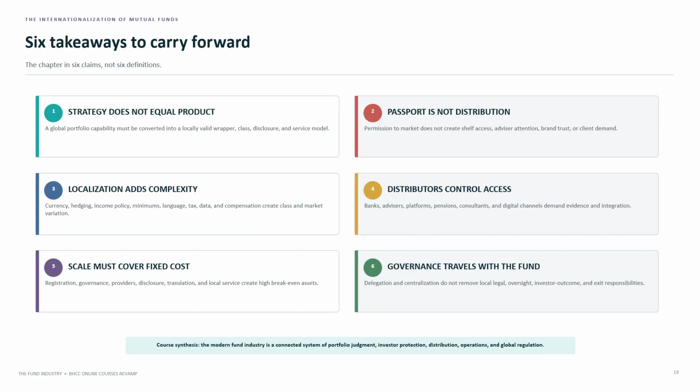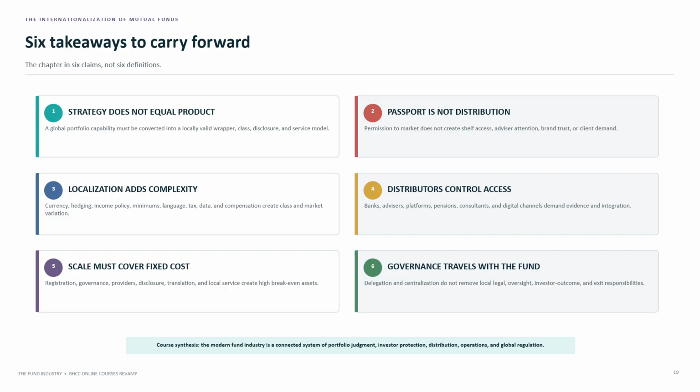Carry 6 claims forward. First, strategy does not equal product. A global investment capability must be converted into a locally valid wrapper, share class, disclosure package, liquidity promise, and service model. Second, a passport is not distribution. Permission to market does not create shelf access, advisor attention, brand trust, or client demand.